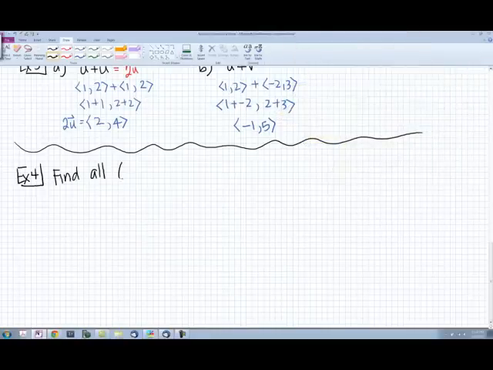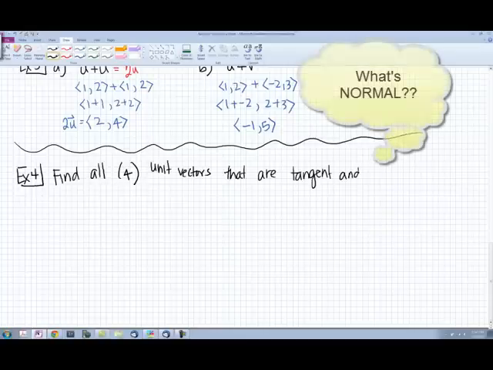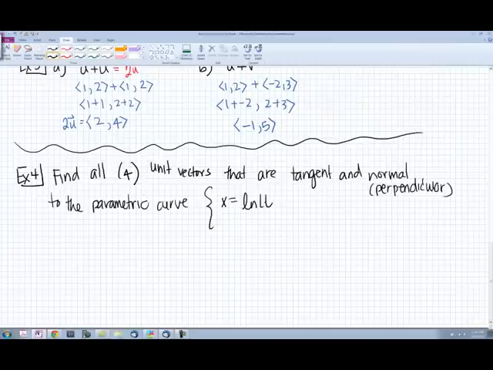We are going to talk about tangent and normal vectors. Find all 4 unit vectors that are tangent and normal to the parametric curve x equals ln t minus 1 and y equals t minus 1 at the point t equals 3.